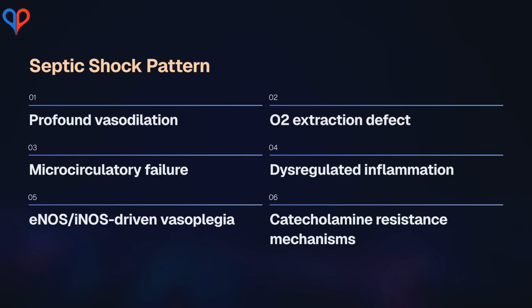Septic shock reflects dysregulated inflammation, driven heavily by eNOS and iNOS pathways producing nitric oxide and severe vasoplegia. This underlies catecholamine resistance, where receptors and intracellular pathways become less responsive despite escalating doses.